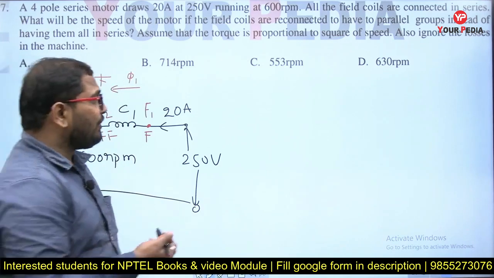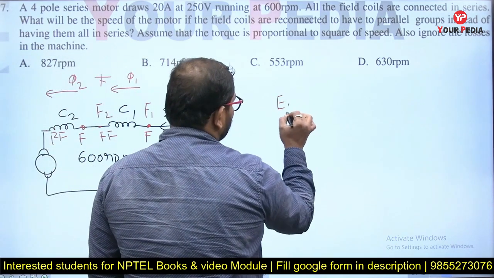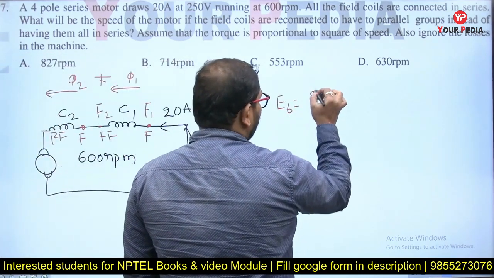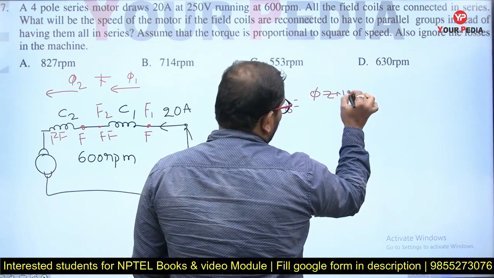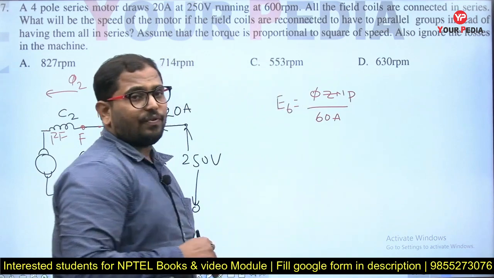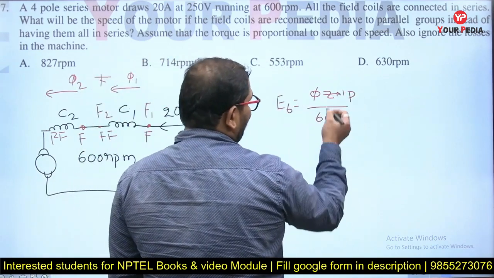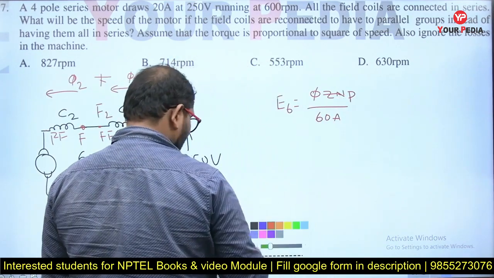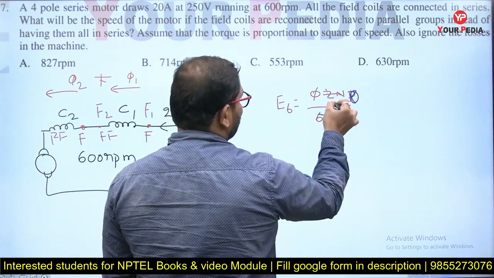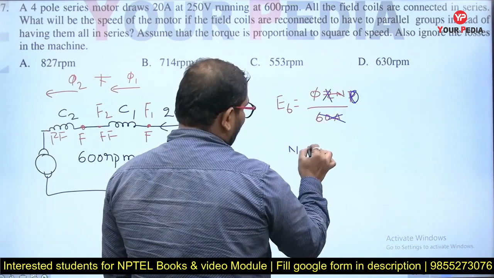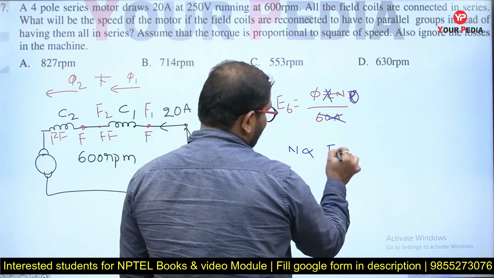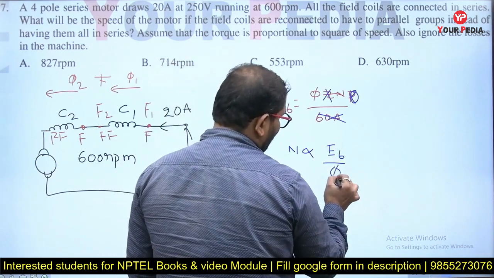the speed? If you take the back EMF equation of your series motor, what is the back EMF equation? It is pi z n p by 60A, pi z n p by 60A. So from this one, what is the speed? If you take the remaining terms as constants, p is a constant once the design is there, this is constant, this is constant. So from this one, what is n? If you take all the constants as proportionality constants, n is directly proportional to EB by pi.